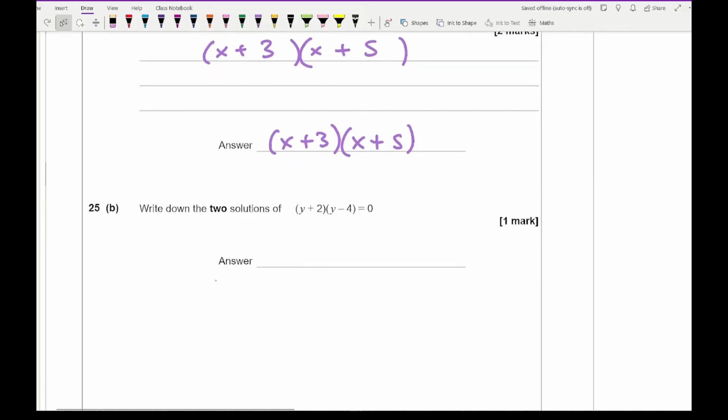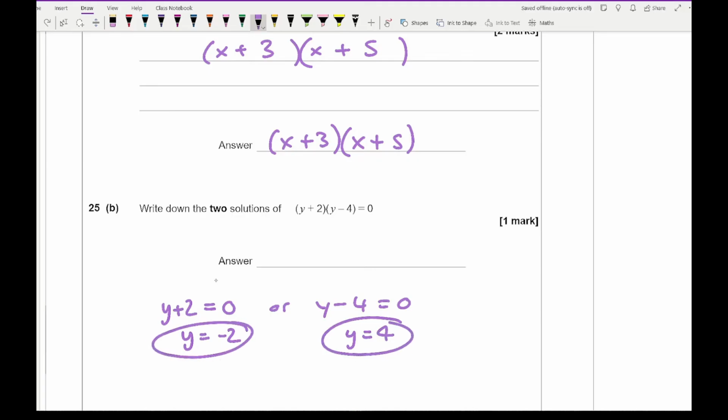Now it's already equal to 0, so we don't need to worry about that. From this, all we then need to work out is y plus 2 equals 0 or y minus 4 equals 0. Solving this, we get y equals minus 2, and solving this, we get y equals 4. These two here are our two answers. So the answer then is minus 2 or positive 4. And there we go.